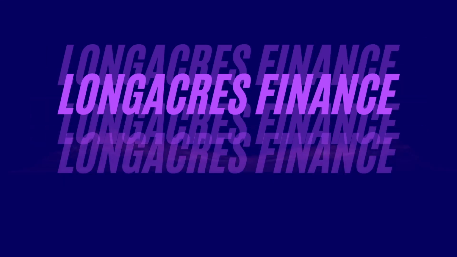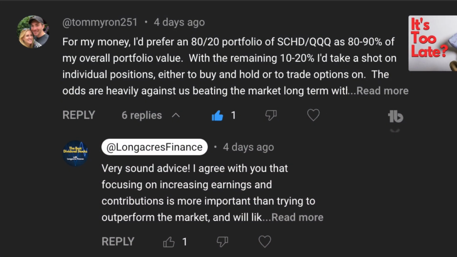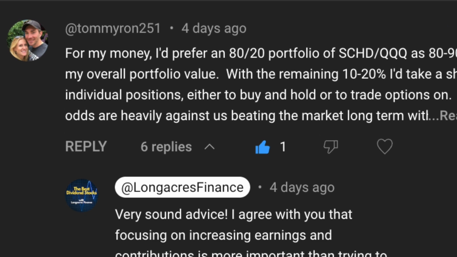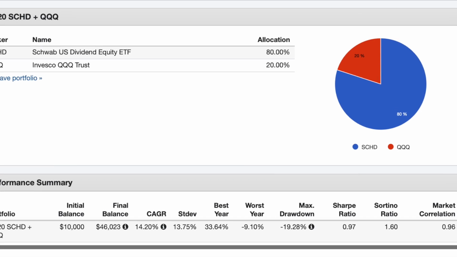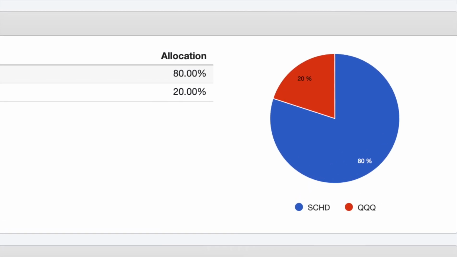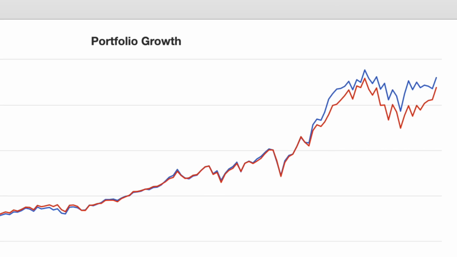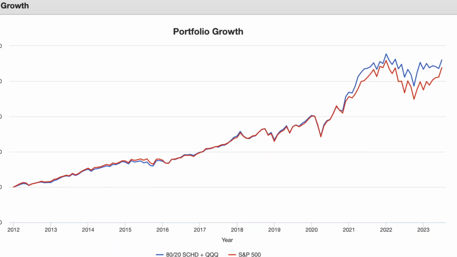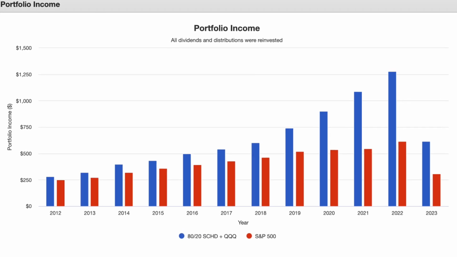Welcome back, everyone. In a recent comment on my channel, TommyRon251 mentioned a simple 80-20 portfolio of SCHD and QQQ, and over the past weekend, I spent some time looking at how such a portfolio would have performed historically. The results were very favorable. Not only would this combination of SCHD and QQQ outperform the S&P 500 since 2012, it would also generate a dividend stream nearly twice as high as the S&P.